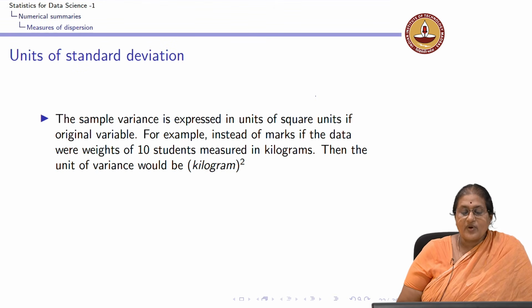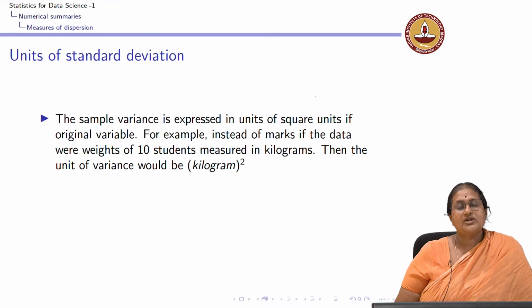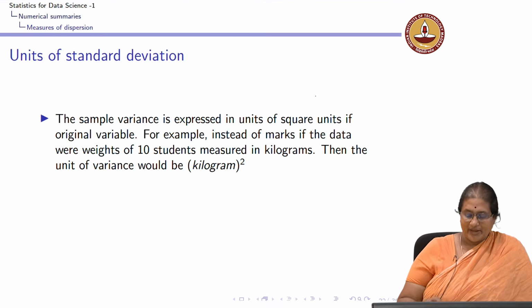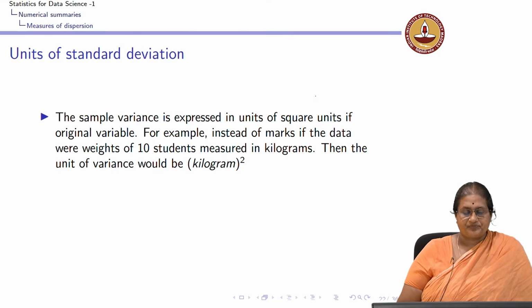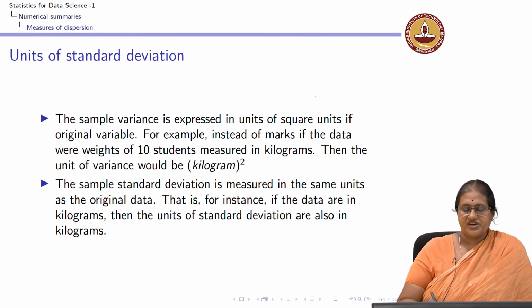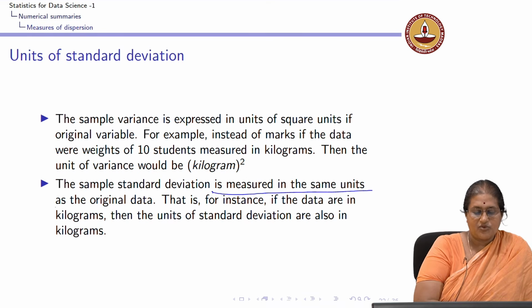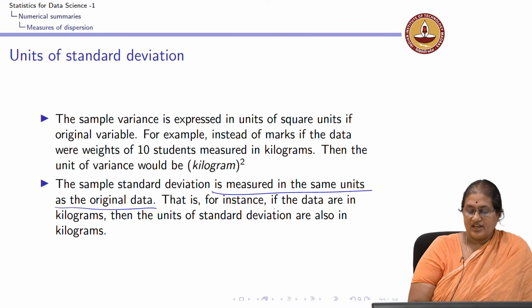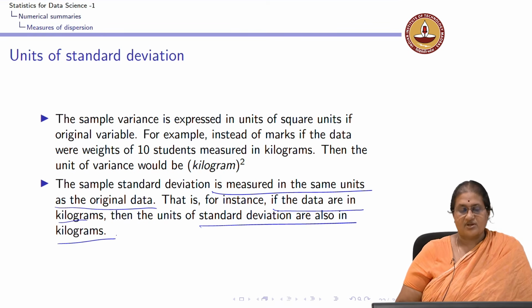Okay. So to overcome this, what we do is we define what is called the standard deviation, so that the units of measurement of this standard deviation and the original units of measurement are the same. So if I am looking at variance, I have a unit which is kilogram square. I bring it back to kilograms. So the sample standard deviation is measured in the same units as the original data. If the data is in kilograms, the units are also in kilograms.